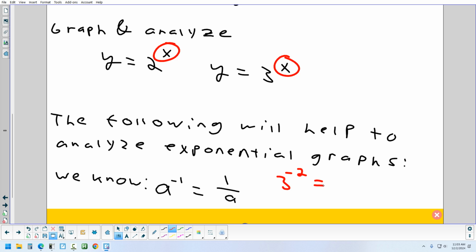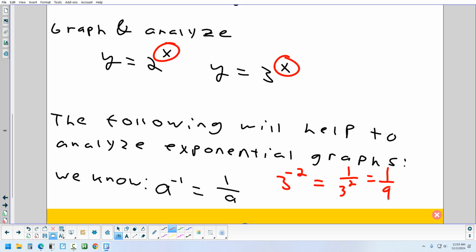So what would 3 to the -2 be? 1 over 3 squared, okay, which is 1/9.